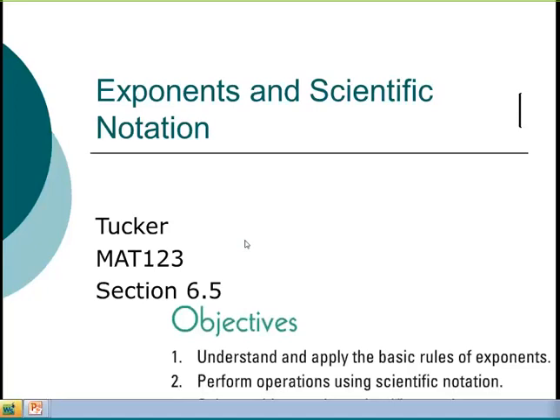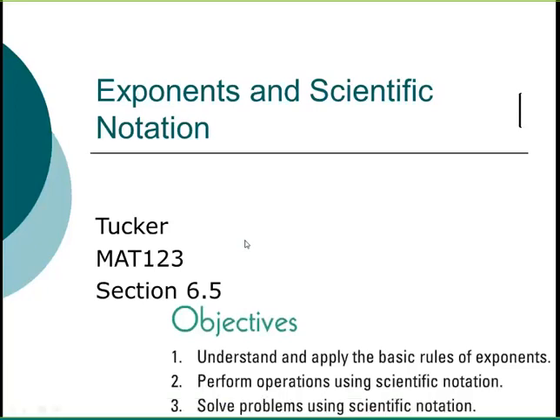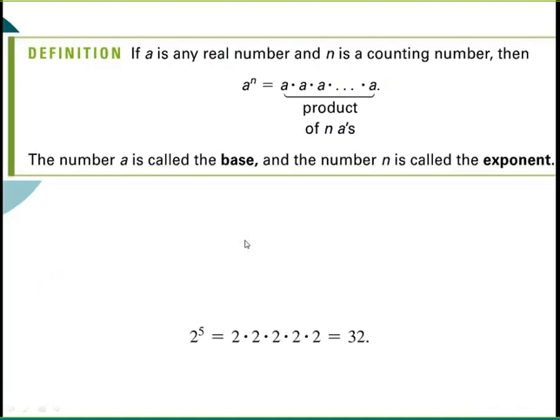Class. In this lesson, we're going to take a look at exponents in scientific notation, and that's section 6.5 of our textbook. We've got a definition of exponents, I hope you've seen before, where you've got a base to the a^n, and n is the number of a's you have, the product of a's. So, for example, down here, if you've got 2 to the power of 5, it means that you have 5 2's. And then the number a, the 2 in this case, is called the base, and the number n is called the exponent.